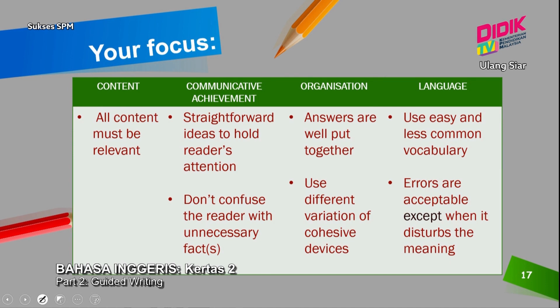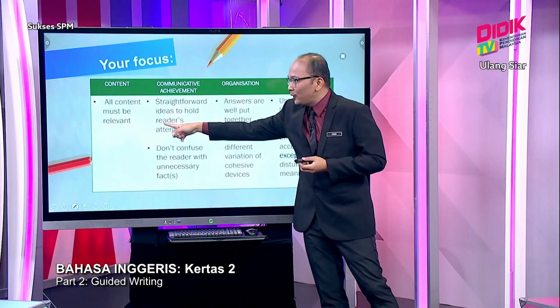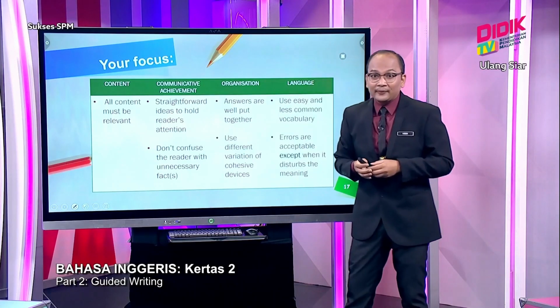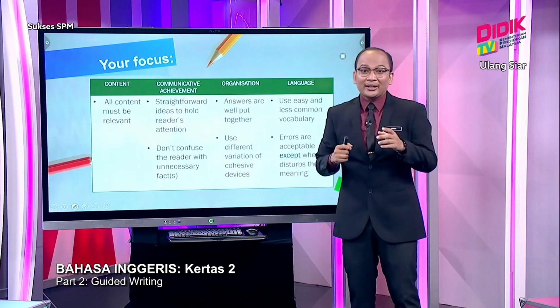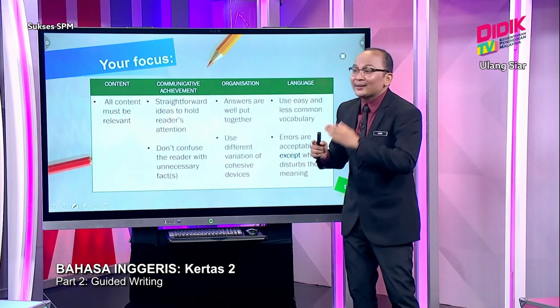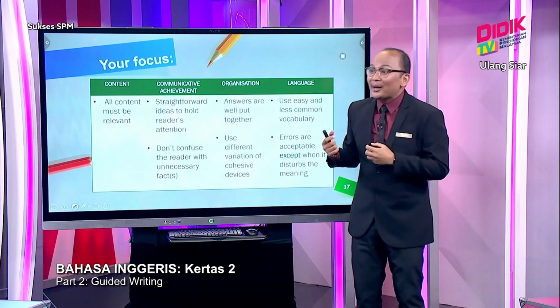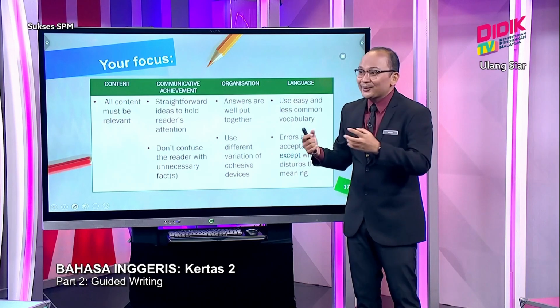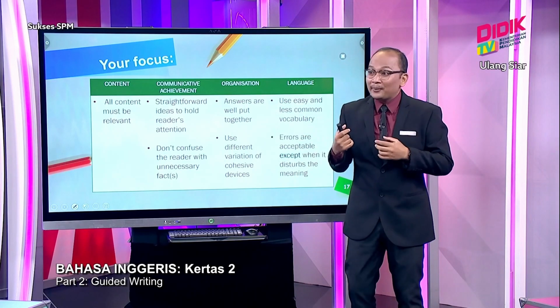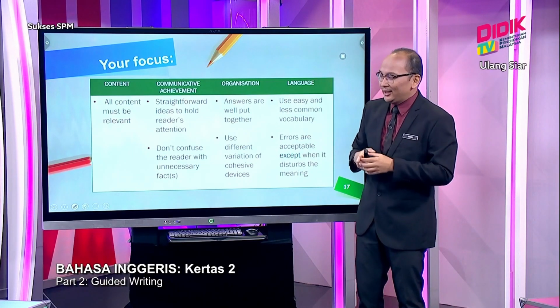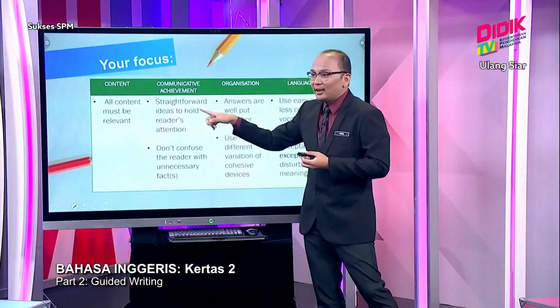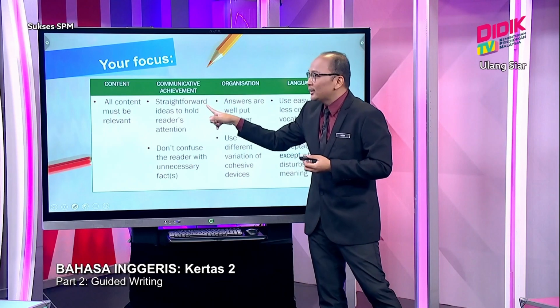Okay, so if you see here, content for part 2, all content must be relevant. Just want to highlight again to everybody, whatever you want to write, please make sure it is relevant to the task. If the task asks you to write on food, then you write about food. If the question asks you to write on health, then you write about health. So don't put irrelevant information that is not needed. We always write tying back to the question, the task, and also the stimulus, because it is interrelated with the communicative achievement.